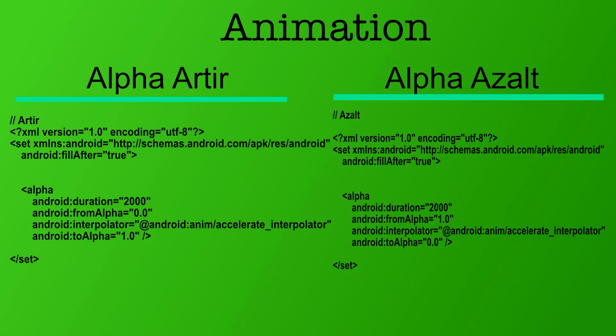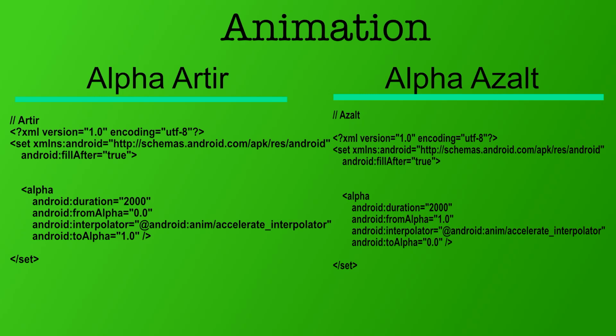Now, you can see the animation page. This page has alpha animation. There are two types of animation in this page. First one, alpha up and alpha down. Alpha animation has too many properties. First one, duration.